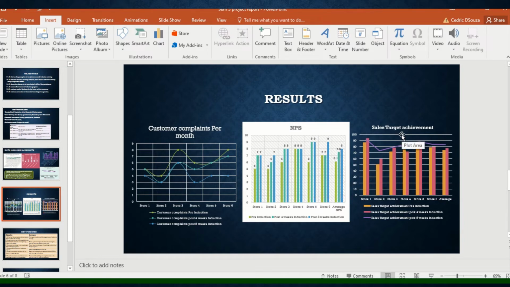Also, if we see sales target achievement per store before induction, post 4 weeks and post 8 weeks of induction, here the yellow color denotes pre-induction sales figures, and the pink color denotes post-induction. So you can see there has been a positive impact on sales target achievement.